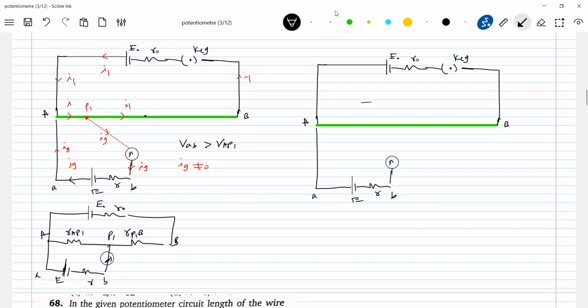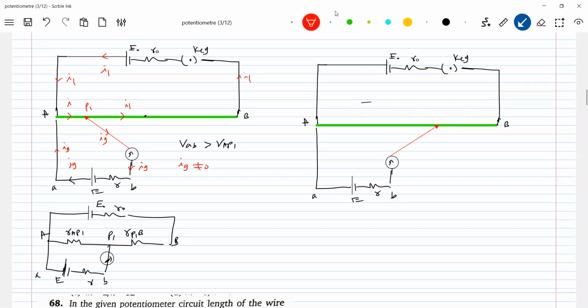Now when the jockey is here, this jockey is mobile, no? It's a mobile point. If it is here, current will flow in one direction. Somewhere here, current will be zero. The current through the galvanometer is zero. If I shift it to the right side of the balancing point, then what happens? The current will change direction.